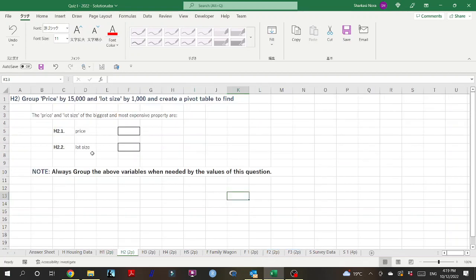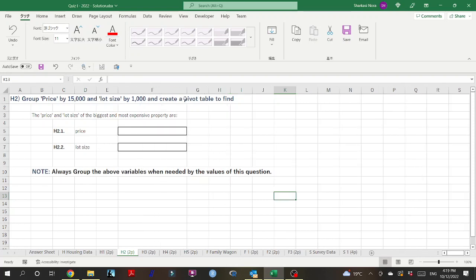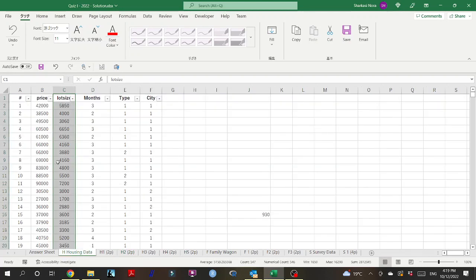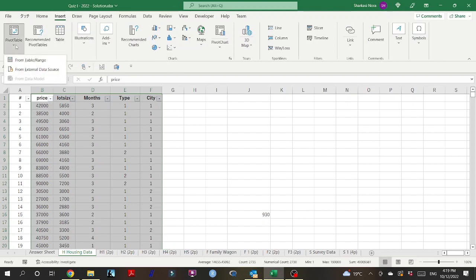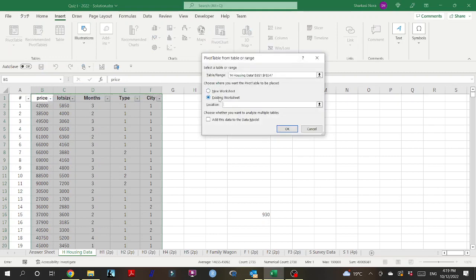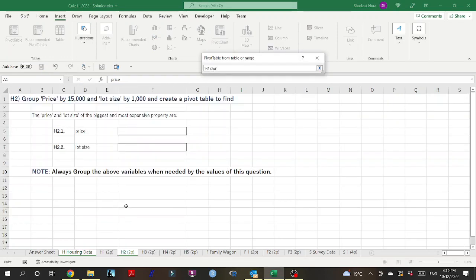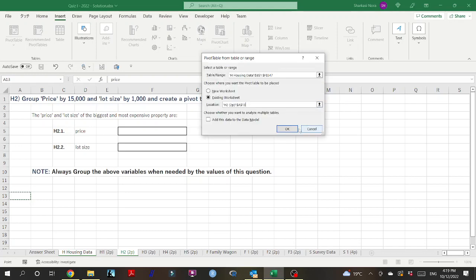Next. Now group price by 15,000 and the lot size by 1,000 and create a pivot table to find the price and the lot size of the biggest and most expensive property. Okay. So first of all, we need to group these and we need to create a pivot table. To create a pivot table, I'm going to select the data, and in an existing worksheet, I'm just going to put it in question 2.